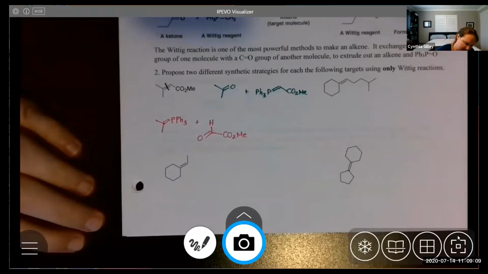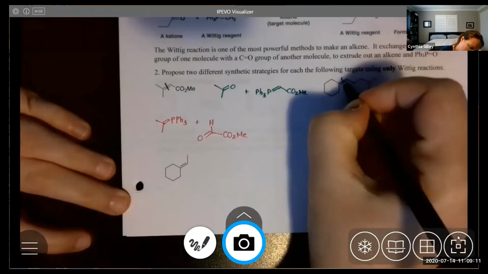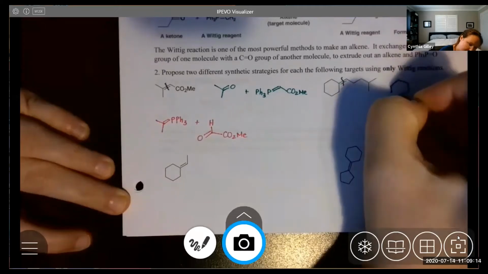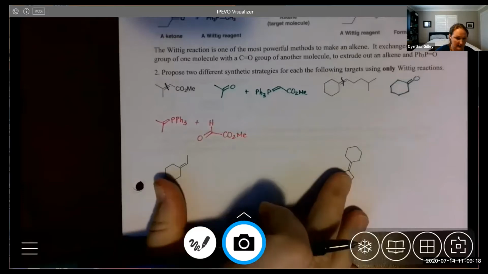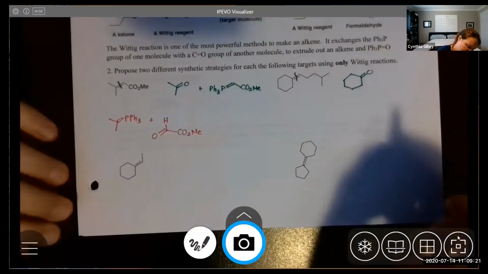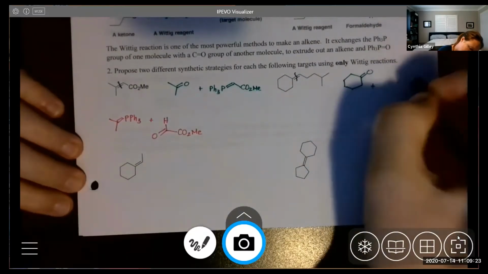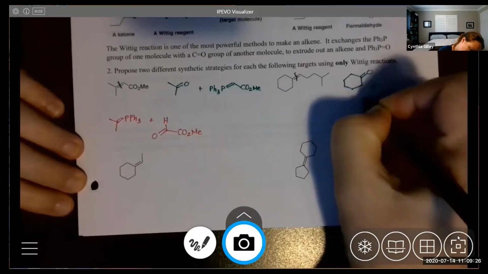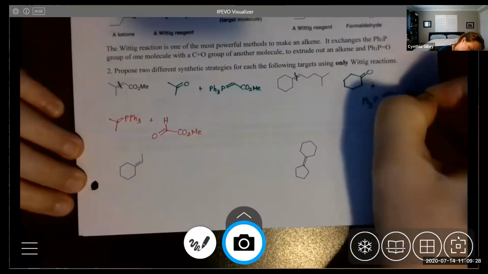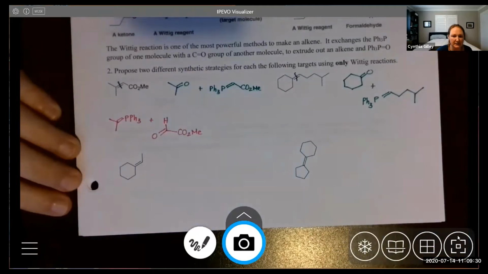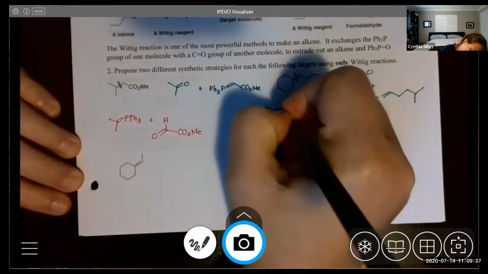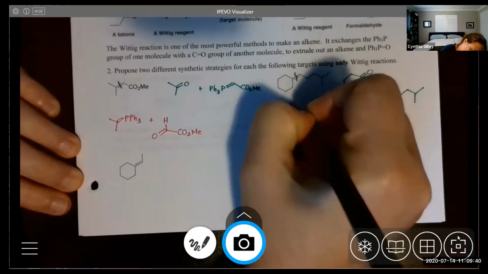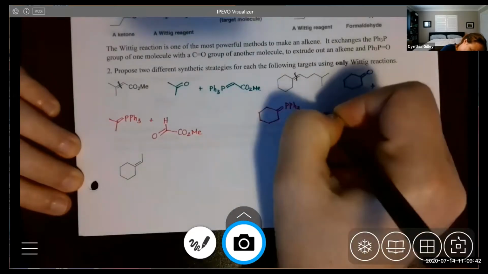Moving on to the next one, we can get this one. We either put the carbonyl on the left, and that would make hexanone, and we could put the ylide on the right, triphenyl. Make sure not to lose any carbons. The other option is to have the ylide on the left, and then the carbonyl, which in this case is an aldehyde.